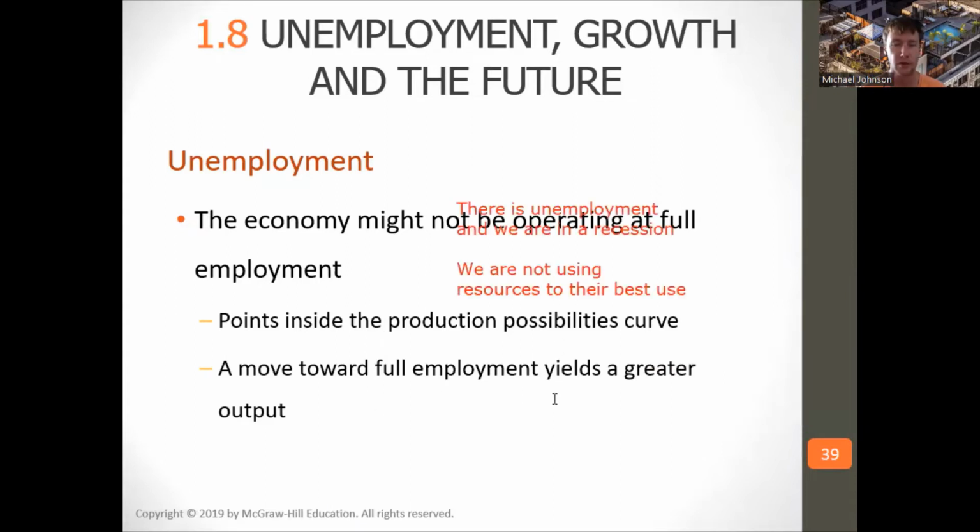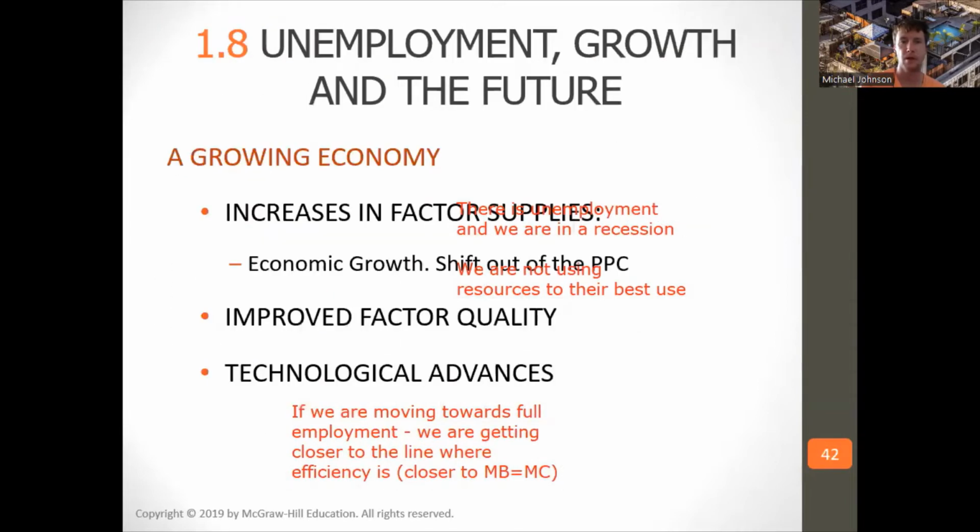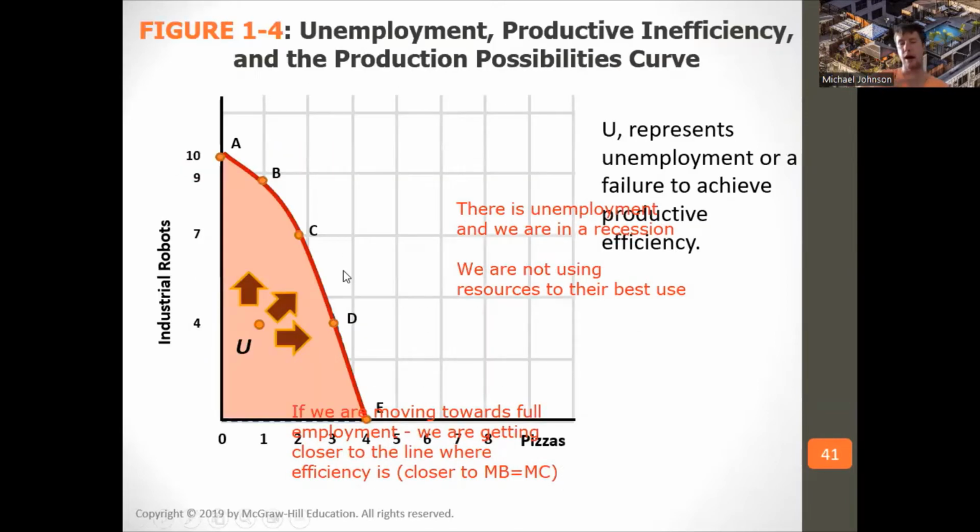So moving towards full employment yields a greater output. In that case, if we are moving towards full employment, we are getting closer to the line where efficiency is, closer to MB equals MC, marginal benefit equals marginal cost. So those arrows, as we're going to full employment, those arrows are moving basically.